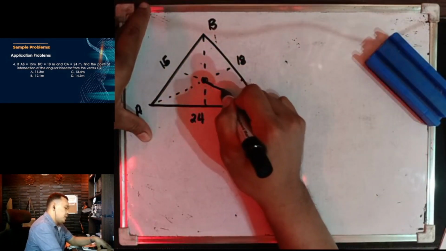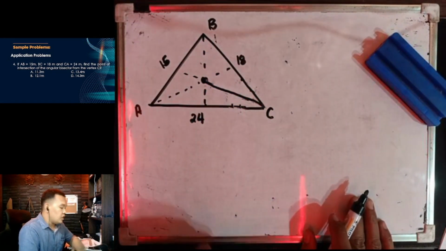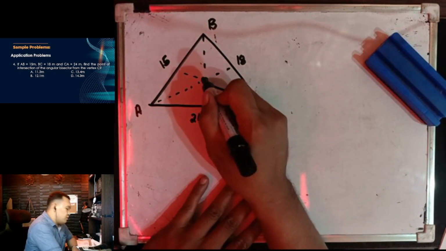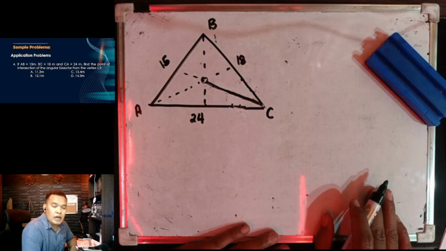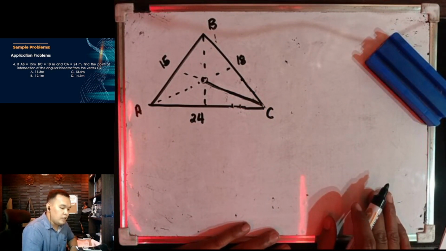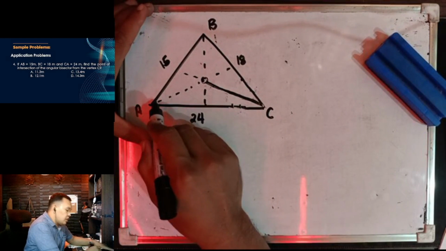Ito yung pinapahanap diyan, yung length na yan. Okay? So, to get the value of this length, compute muna tayo ng mga angle. Let's say, kunin muna natin yung angle A at angle C, para makabuo tayo ng triangle na to.